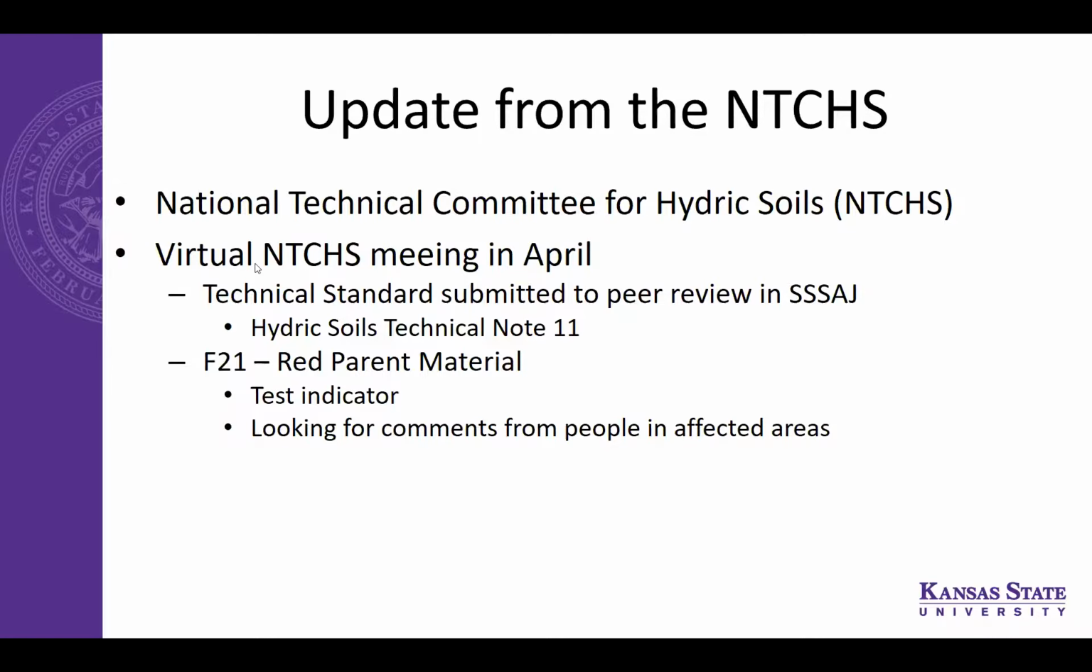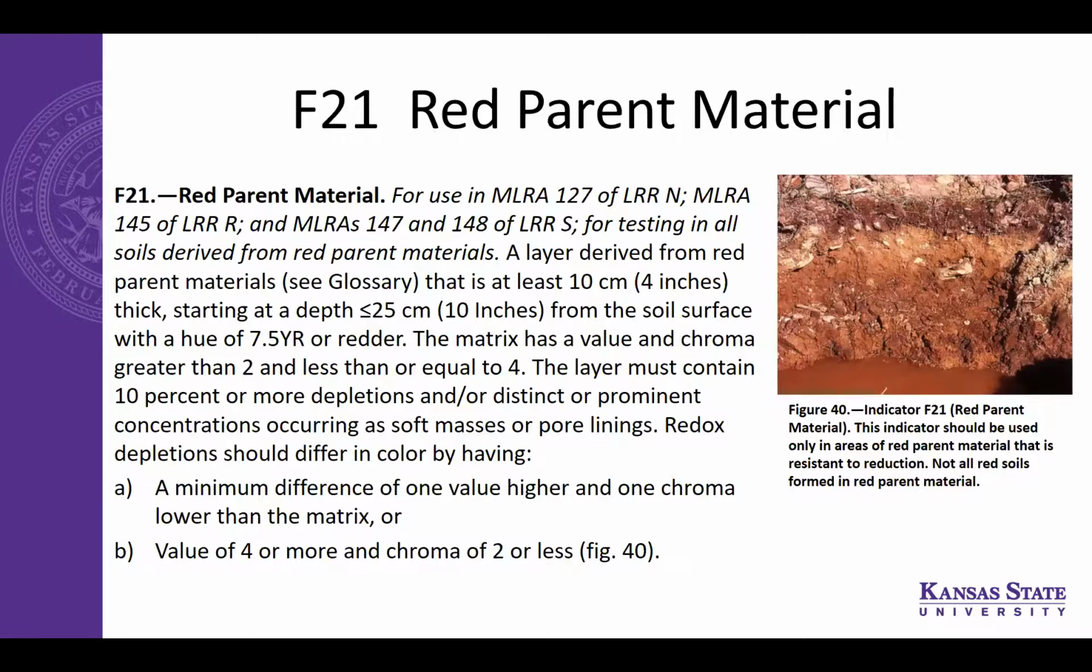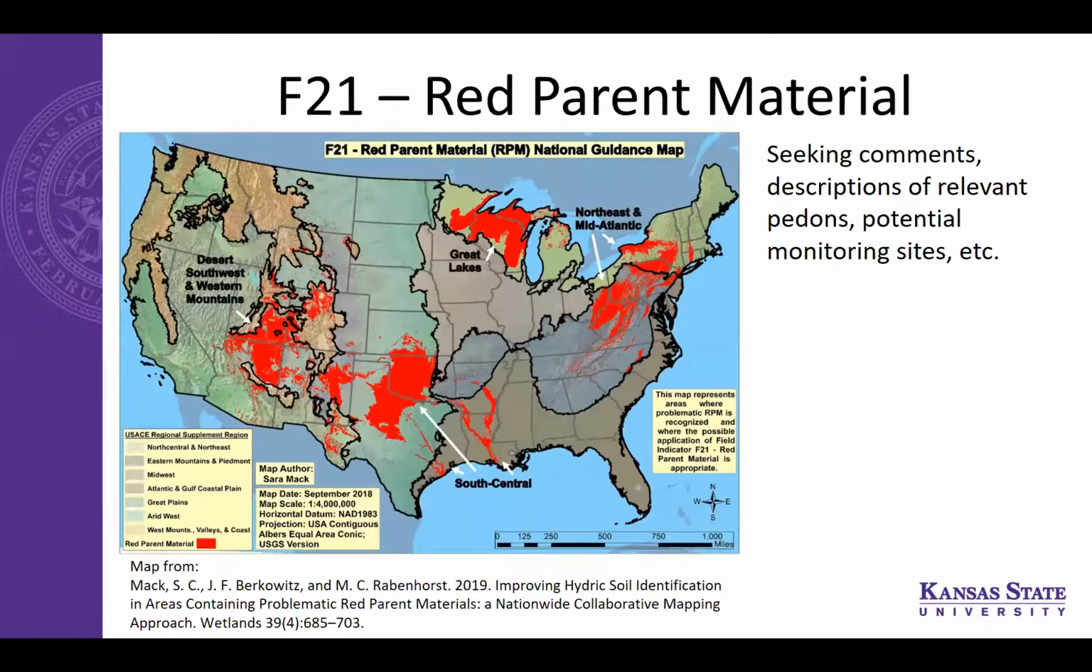This is from the field indicator guidebook. I can go back to this in a second. This is a map showing where red parent materials occur. The issue is when you have red parent materials, despite being high chroma with lots of red in there, these soils, even though they can experience reducing conditions for extended periods of time, like in a wetland, they don't actually create chroma 2 or less chromas. They stay high chroma, and so it's hard to determine if you have a wetland present.